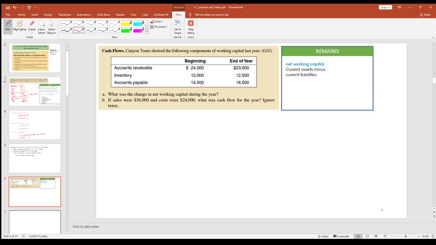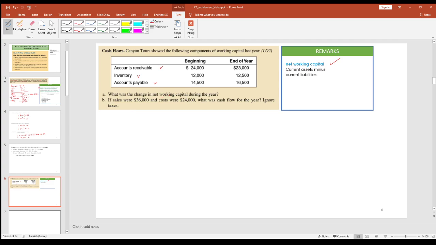Canyon Tours showed the following components of working capital last year. We have accounts receivable, inventory, accounts payable, and beginning and ending results of these items. A, what was the change in net working capital during the year? The term to remember here is net working capital, the difference between current assets and current liabilities.